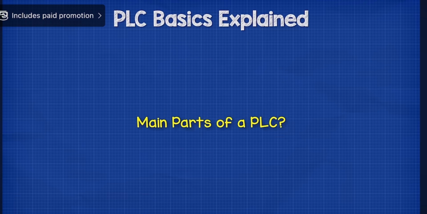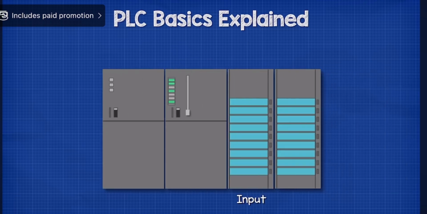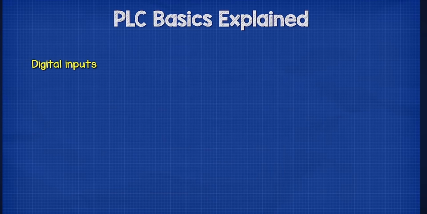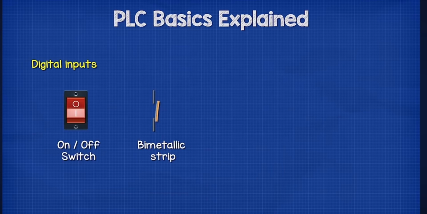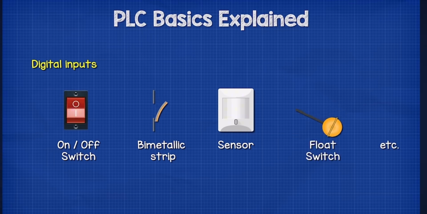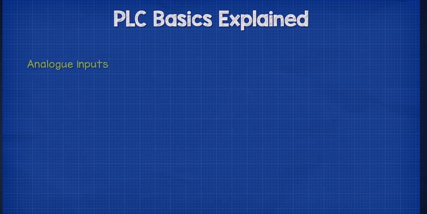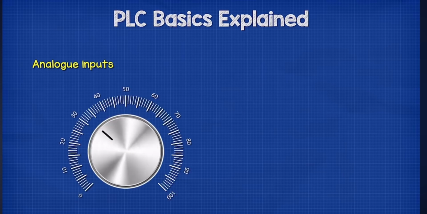Here are the main parts of the PLC. First, we have the input modules or field sensors. These are the physical connections between the outside world and the PLC. These can be digital inputs such as on and off switches, bimetallic temperature strips, presence or motion sensors, even a float switch. These digital inputs can only provide information on whether something is either on or off, and nothing in between. For that, we would need an analog input, for example, a simple control knob which ranges from 0 to 100%.